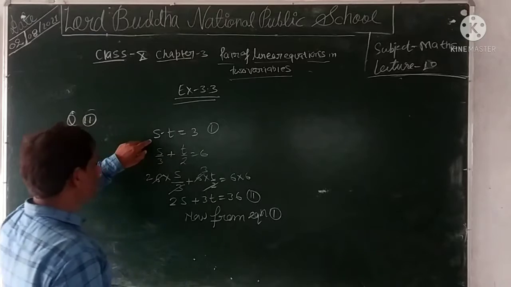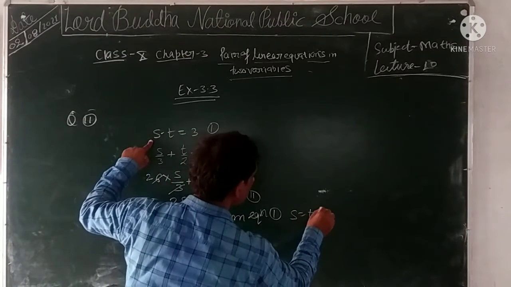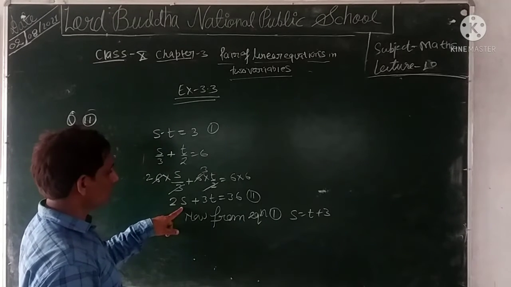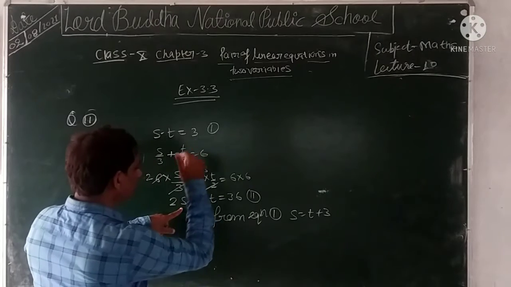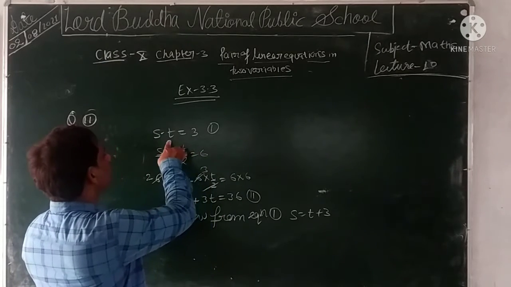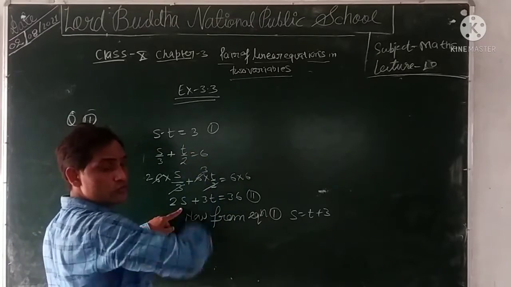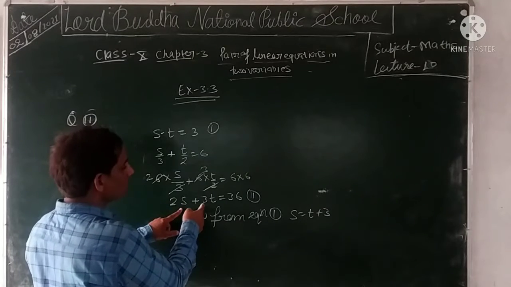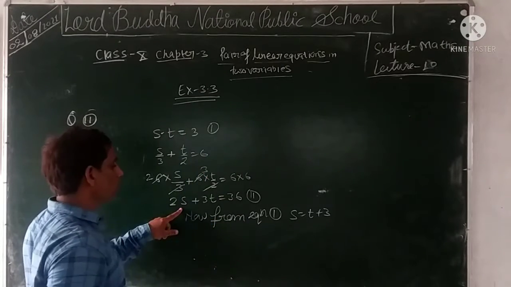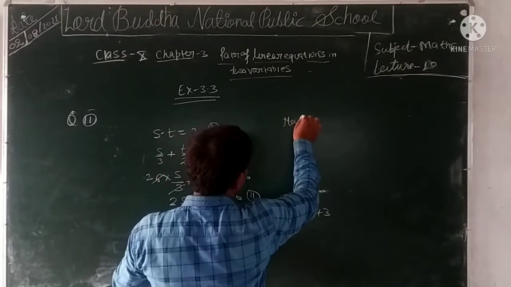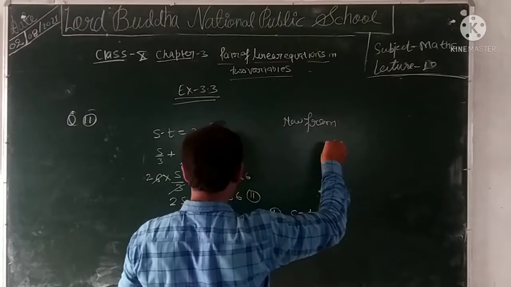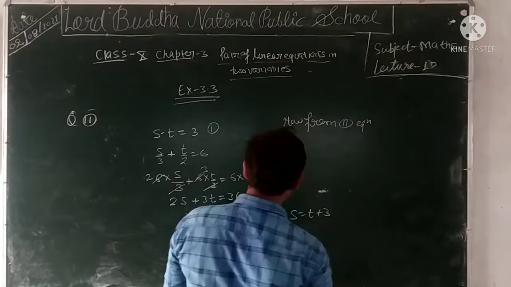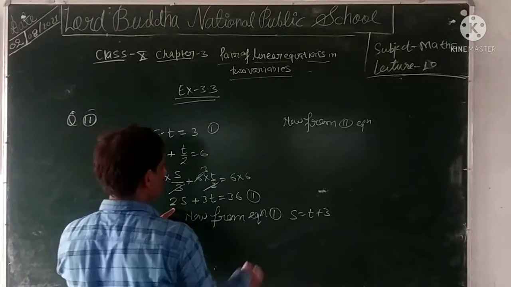From the first equation we can write s equal to t plus 3. Now we substitute s by t plus 3 in the second equation, because we got the value of s from the first equation. Hence we put the value of s in the second equation. If we get the value of s from the second equation, then we put the value of s in the first equation. Okay, now we put t plus 3 in place of s in the second equation.